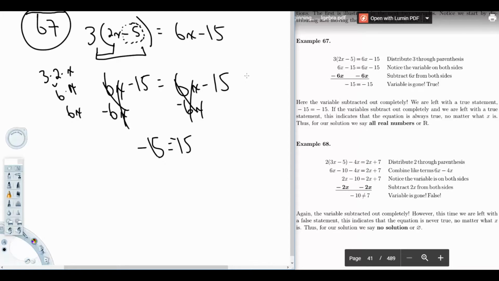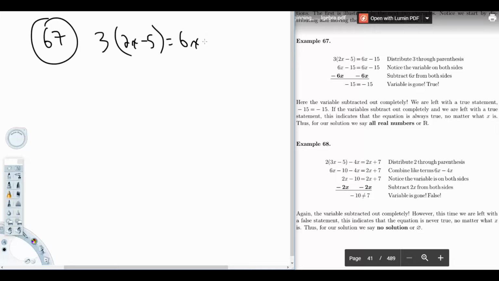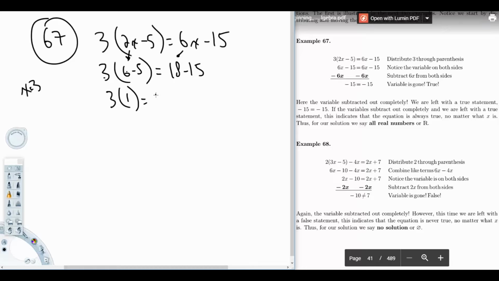Let's see if they're right. Let's test. 3(2x minus 5) equals 6x minus 15. Let's say x equals 3. 3 times 2 times 3 equals 6 minus 5 equals 6 times 3, 18 minus 15, right? Well, do we have to do this? Do we have to do the distributive property? No, we don't have to. We can solve this with brackets. 3 times 6 minus 5 equals 1, equals 18 minus 15 equals 3. 3 equals 3. Oh, that works.